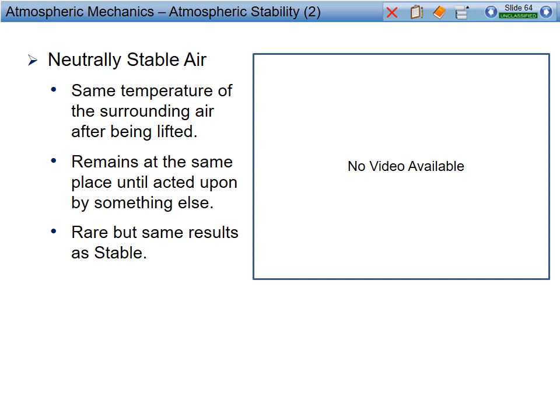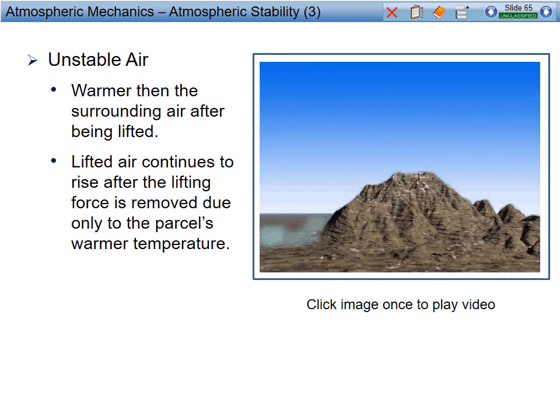Neutrally stable air is rare, but the same results are generally experienced as with the stable air. Once it is lifted, it is the same temperature as the surrounding air, and it will tend to remain at that state without continuing to rise or settling back down. And then unstable air would be air warmer than the surrounding air after it is lifted. The lifted air will continue to rise freely after the lifting force is removed due to that warmer temperature.